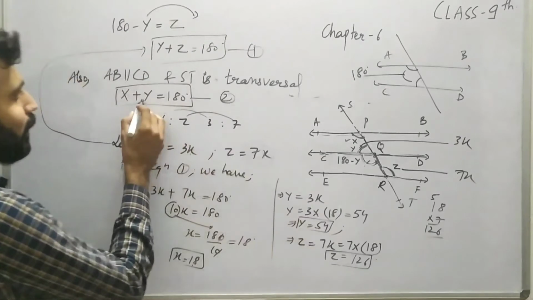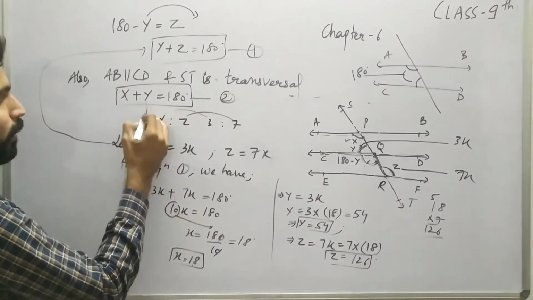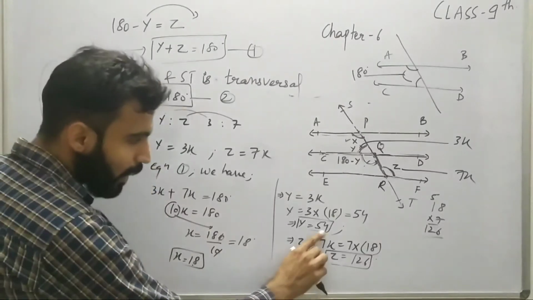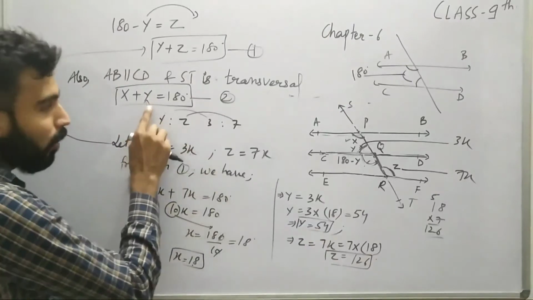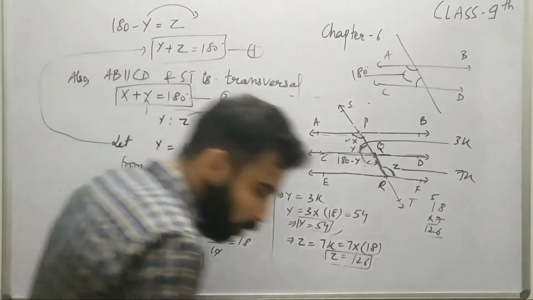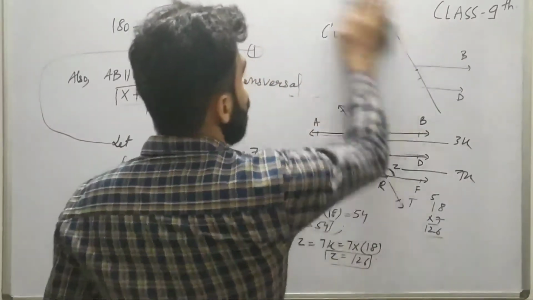Now I can see here from equation second, to find the value of X, we need the value of Y. And Y is 54, right? So I'm going to substitute the value of Y, 54, into equation number second. So let me rub this diagram here. There's no need of it now. So you can see here.